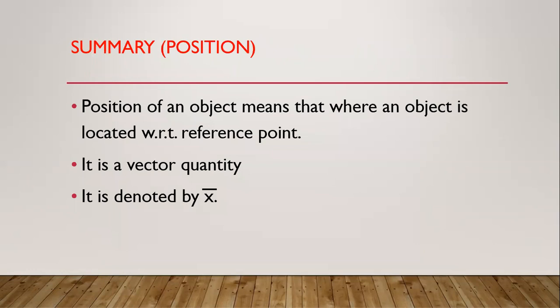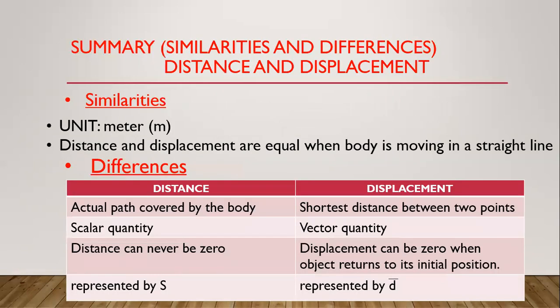So, summary of today's lecture. Position of an object means where an object is located with respect to a reference point. It is a vector quantity. It is denoted by small letter x with a bar on it. There are just two similarities between distance and displacement: the unit, meter, and that they both can be equal. Both quantities can be equal when the body is moving in a straight line.